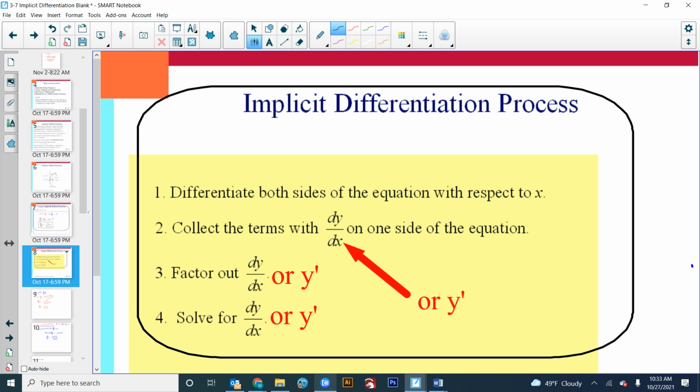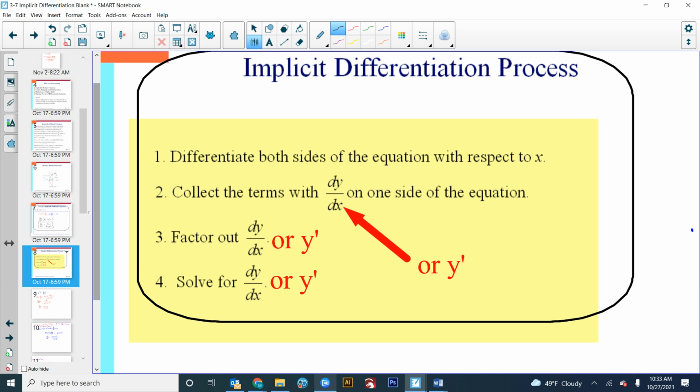So what's the process for this? Step 1, you're going to take the derivative of both sides with respect to x. Step 2, you're going to collect all the dy/dx terms on one side. Then you're going to factor out dy/dx and then solve for dy/dx. So if you're a step person, you want to have a 4-step process to solve implicit derivatives, there you go. Take the derivative with respect to x, collect all the terms on one side, factor, and solve.